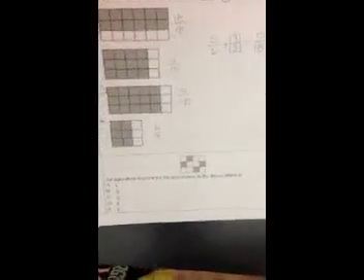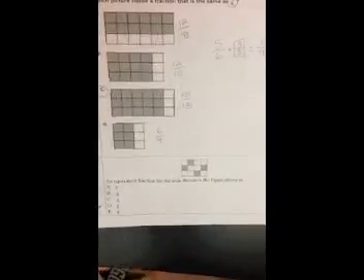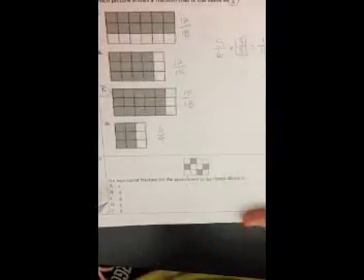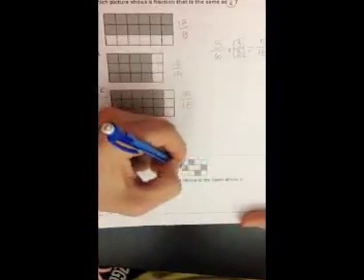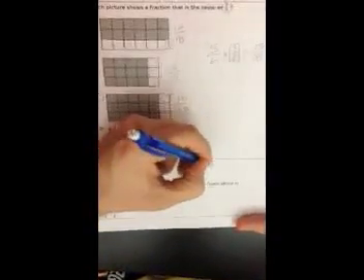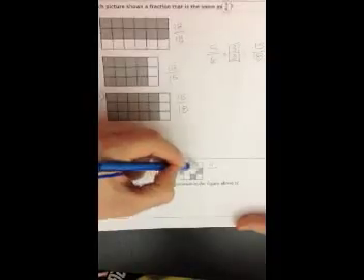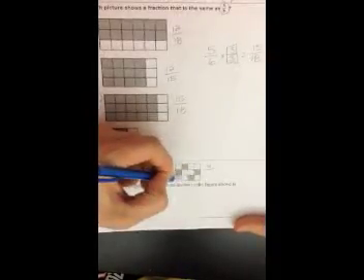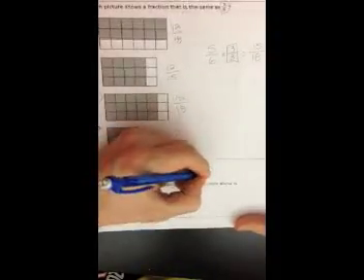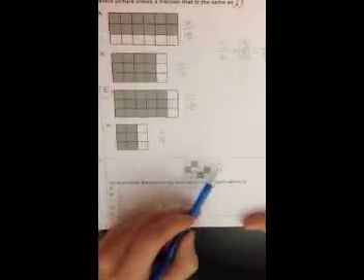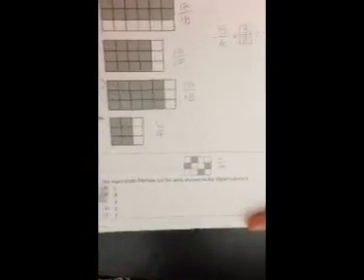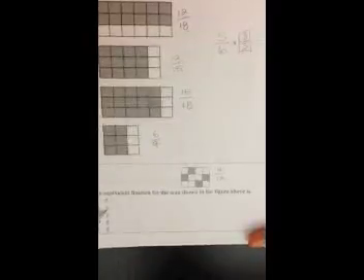The next one says an equivalent fraction for the area shown in the figure above is blank. Let's start by counting our fraction. 1, 2, 3, 4. 1, 2, 3, 4, 5, 6, 7, 8, 9, 10, 11, 12. My total pieces is always my denominator. 4/12.